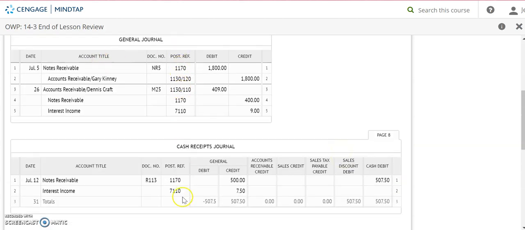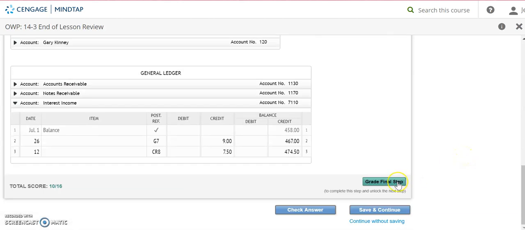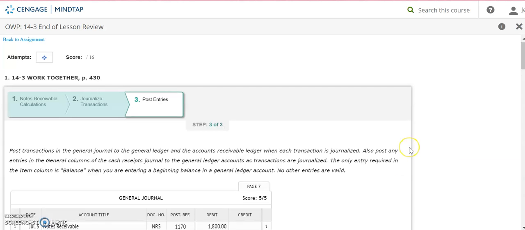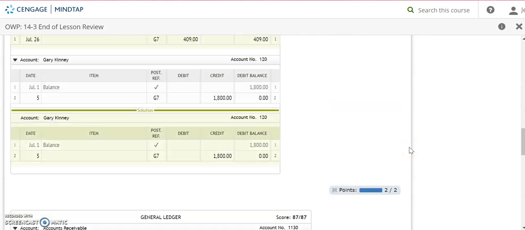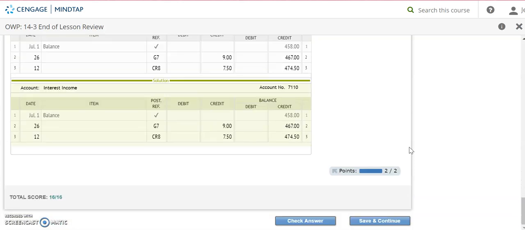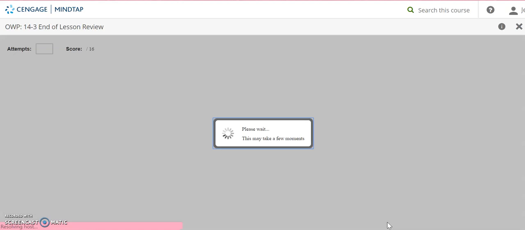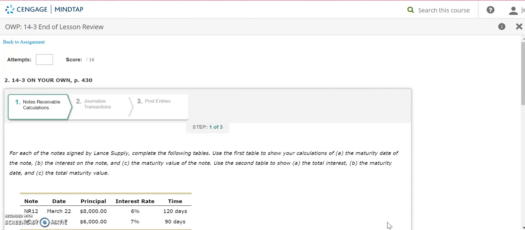Now, as far as these totals go, I don't have to post any of those totals at this time. Okay, so my post reference columns are filled in on both of my journals. That tells me that I am done posting. I'm going to grade my final step. Everything looks good. So this is the end of the 14.3 work together. So you can now go on to the 14.3 on your own. This is the end of chapter 14. So once you finish the 14.3 on your own, you can go ahead and go on to your application problems.